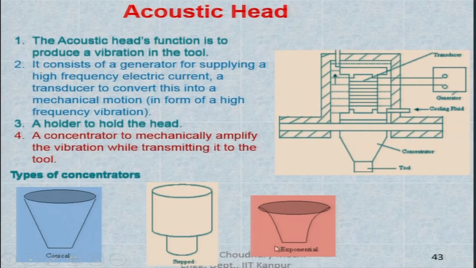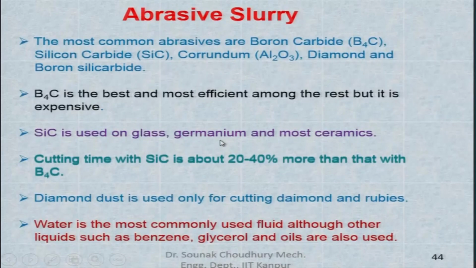And these are the types of concentrators as I was telling you. Now, the abrasive slurry. The most common abrasives are boron carbide, silicon carbide, corundum, which is aluminum oxide, diamond, and boron silicarbide. These are the more popularly used abrasives. B4C boron carbide is the best and most efficient among the rest, but it is more expensive, of course.